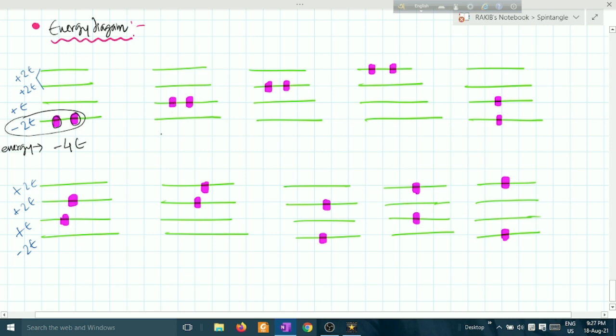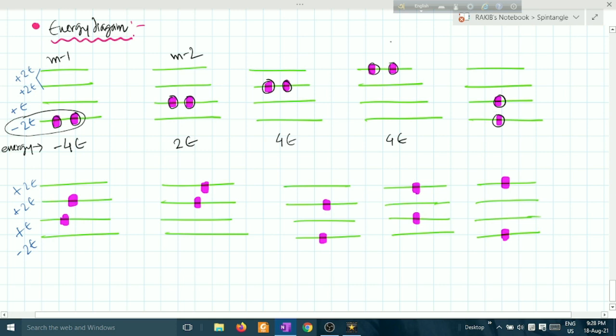What will be the energy of the second microstate? Say this is microstate 1, this is microstate 2. This is the plus e energy state. There are two particles in plus e, therefore the total energy will be 2e. In this case, these two particles are in the plus 2e state, therefore 2 times 2e, that means 2e plus 2e, that means 4e. And in this case there will also be 4e, because the very upper layer is also the plus 2e energy state, which has one degeneracy.